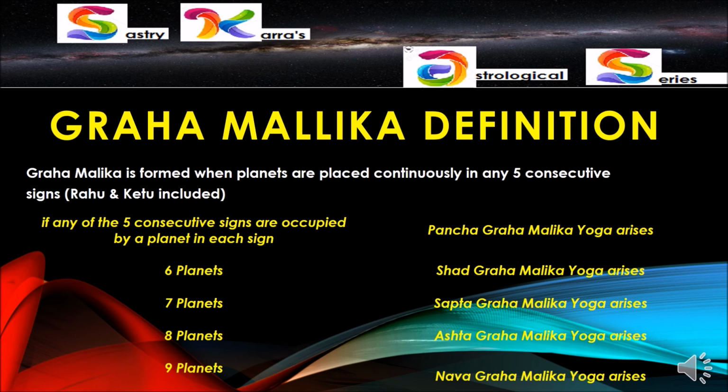Of all these, the toughest and rarest possibilities are the Ashtagraha Mallika and Navagraha Mallika, because it is very difficult to have 8 planets in 8 houses continuously, and then comes 9 planets in 9 houses continuously. It is very rarely possible. So this is the definition of Graha Mallika.